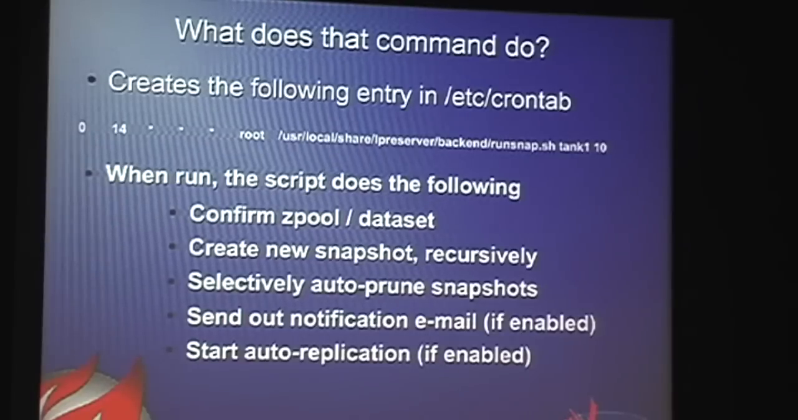It's going to then create the snapshots recursively throughout the entire Zpool. It'll then go through and see if we have to do any auto pruning, maybe of old snapshots that have expired or anything that's beyond the limit the user set. It can also send out notification emails, so if you've enabled that, you can get a notifier that it either worked or failed or there's an error, something you need to look at. And it can start the auto replication if you've enabled that.